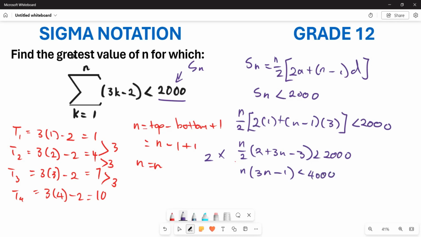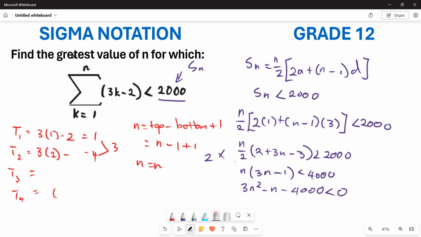your 4000, right? After this has become your 4000, now you can multiply here. When you're multiplying, this is going to be the same as 3n squared, subtract your n. When you bring this 4,000 this side, this is subtract 4,000, right? It's less than 0. Now you are having your quadratic, or now your trinomial. Remember, you are having 3 of these.